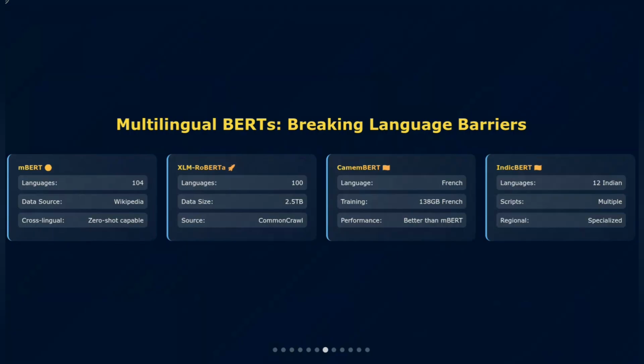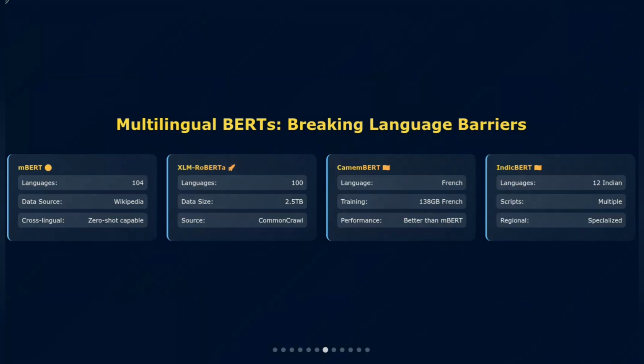The specialized multilingual variants are equally impressive. CamemBERT focuses exclusively on French, achieving better French NLP performance than multilingual models. It's trained on 138 gigabytes of French text from diverse sources. Similarly, BETO serves Spanish, IndicBERT covers 12 Indian languages, and AraBERT handles Arabic's unique morphological complexity.